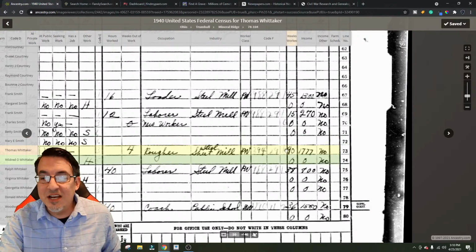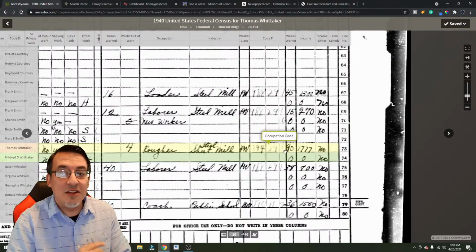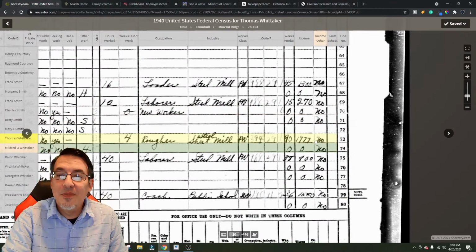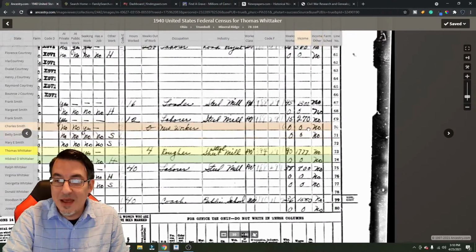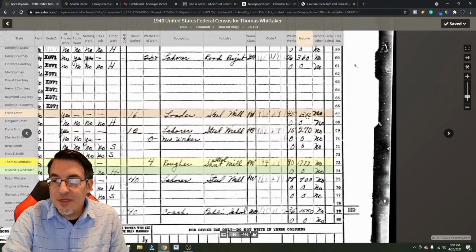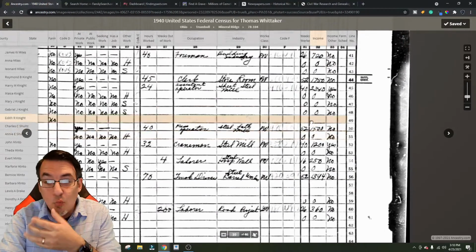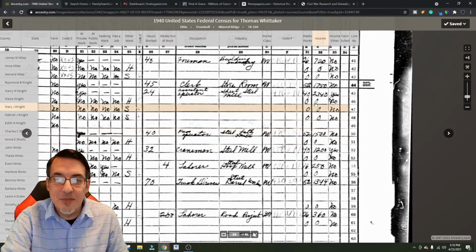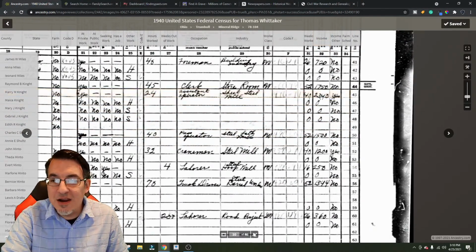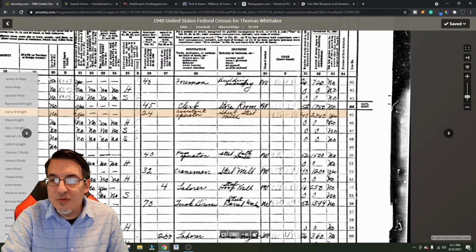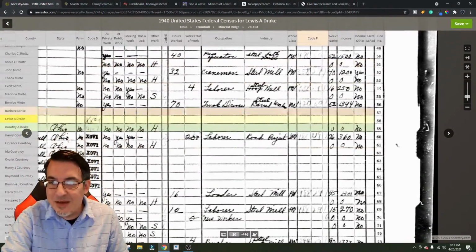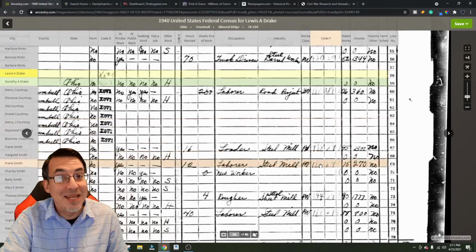$1,777 was his income. Now, you might think that doesn't sound like a lot, but look at the other people on his street, what they're making. $270, $1,300, $360, $1,344. He was one of the highest paid people in his neighborhood. You got one right here that was Harry Knight, who made $23.40, but everybody else in the immediate vicinity to my great-grandfather made less than him.